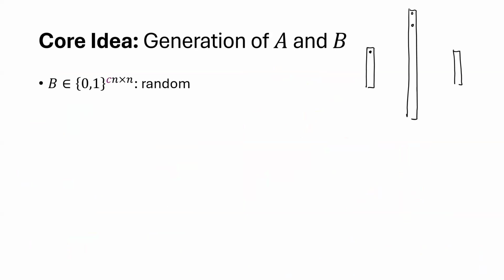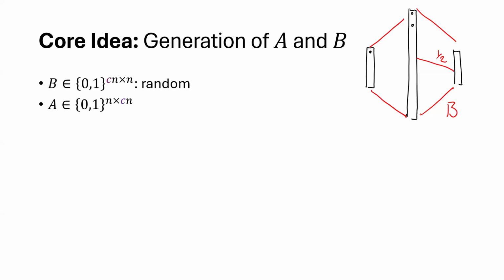First, B is random. If this is B, just put an edge with probability half. That's it. That's B. Okay, so the core thing is actually in A. So how do we define A? How do we decide where to put an edge at each entry?